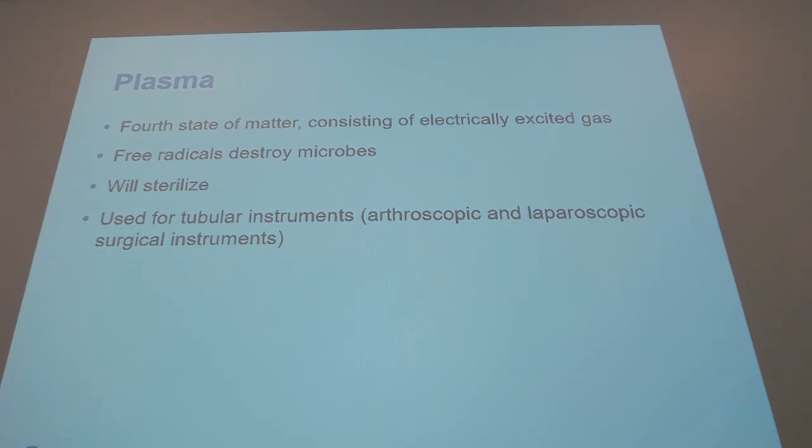Okay, plasma, which is not the plasma that we have in our blood, it is the fourth state of matter. It is an electrically excited gas that becomes a little bit like a gel. That one also can be used to destroy microbes. You can create free radicals when you make plasma, and these will sterilize tubular instruments like, again, arthroscopes, laparoscopes.